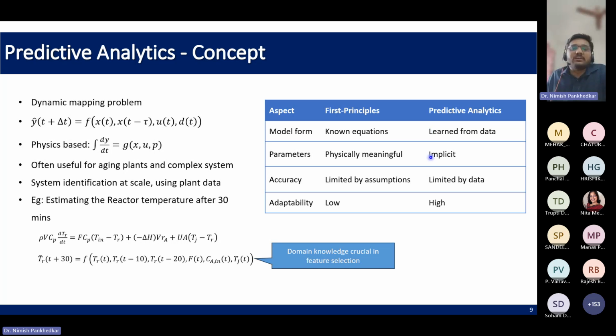The parameters are quite implicit in case of predictive analytics. You might not have a separate variable for that, but it is implicitly included when you look back into the history. Accuracy, it's fair enough that the accuracy is limited by assumptions in the first principles, and it is governed by the data when it comes to a data-driven model. Adaptability of first principle is again low in industrial operations, because the time taken to solve is quite crucial in the operations. So that is why the adaptability of data-driven models is quite higher in the industrial setting.